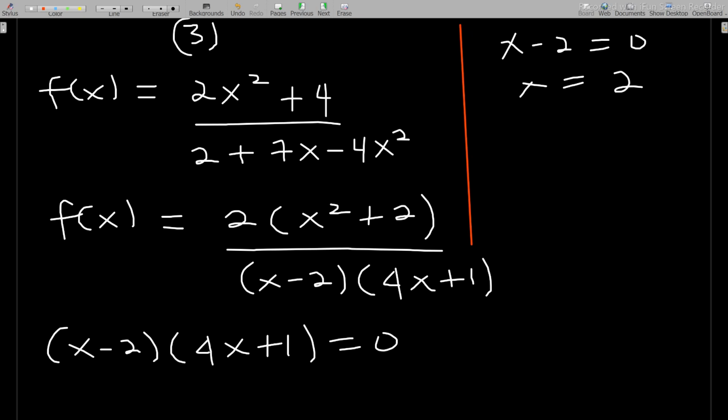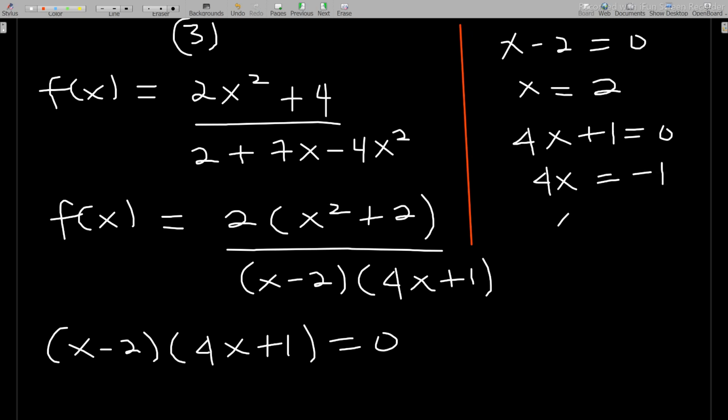It's a vertical asymptote, the first vertical asymptote from the first bracket, so x equals 2. And then with the second one, 4x plus 1 equals 0. So we have 4x equals -1, x equals -1 over 4. It's also a vertical asymptote.